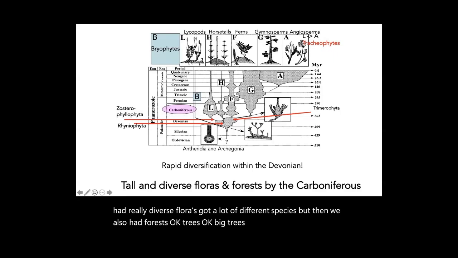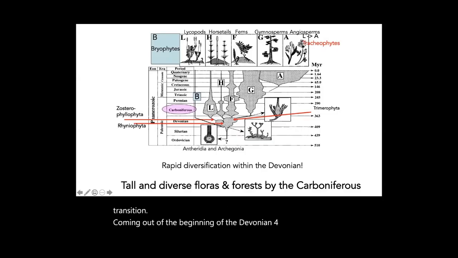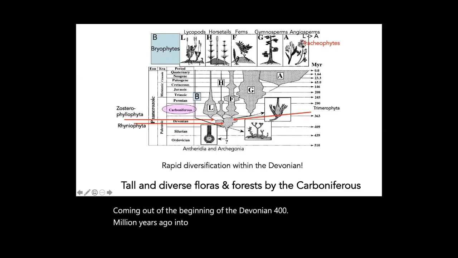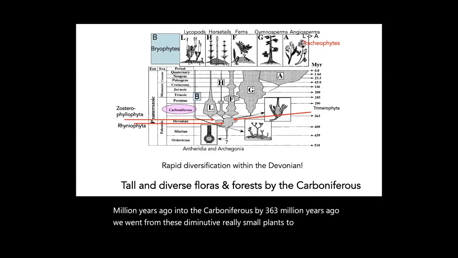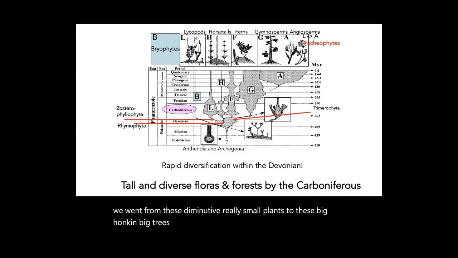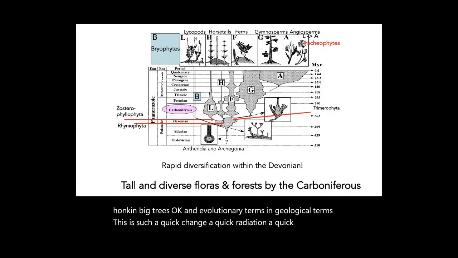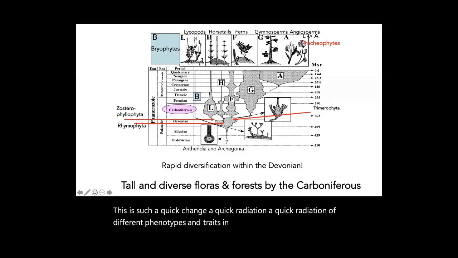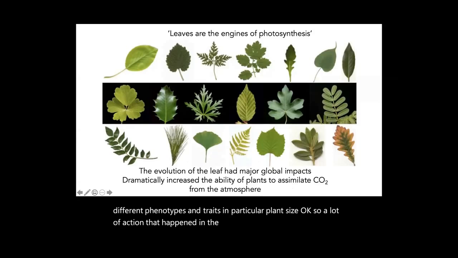And remember this transition coming out of the beginning of the Devonian 400 million years ago into the Carboniferous by 363 million years ago. We went from these diminutive, really small plants to these big honking trees, okay? In evolutionary and geological terms, this is such a quick change, a quick radiation of different phenotypes and traits, in particular plant size. Okay, so a lot of action happened from the Devonian up to the Carboniferous.